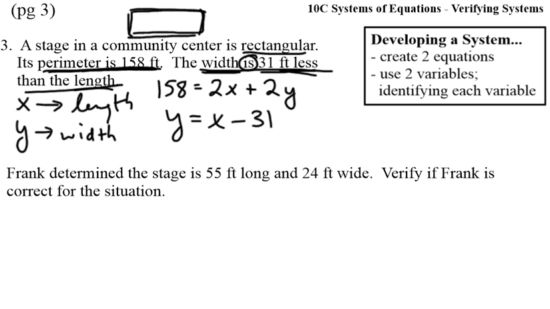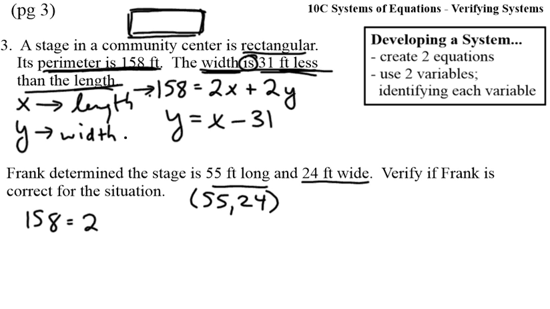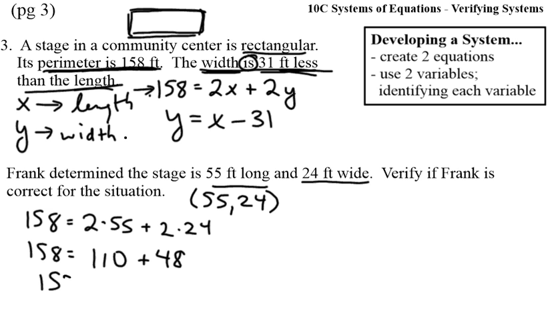Frank determined the stage is 55 feet long, 24 feet wide, length and width. He believes the solution set would be 55 and 24. Quick verification, 158 should equal, verifying the first equation, 2 times 55 plus 2 times the y, which is 24. 158 equals 110 plus 48. Our 158 equals 158. Left side equals right side. So that's correct for our first equation, but we always verify both.